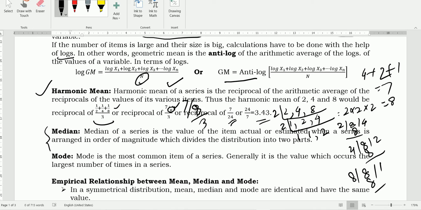The median of a series is the value of the item, actual or estimated, when a series of data is arranged in order of magnitude, that means either in ascending or descending order, and this median value will divide the series of data into two parts. That means the median is located in the middle of the data set.